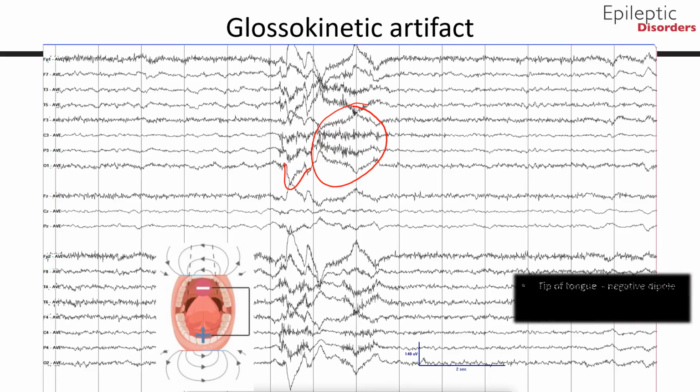Validation of glossokinetic artifact can be made possible through application of tongue movement monitors with electrodes placed above and below the mouth, over the chin and cheek.